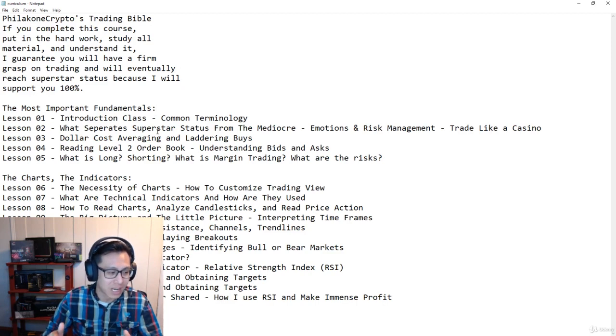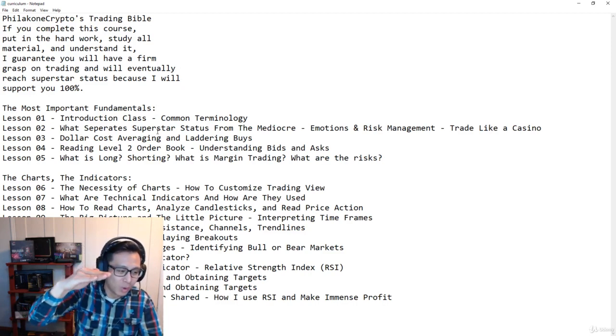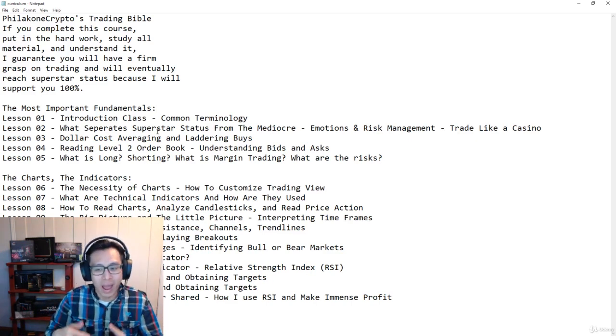What is dollar cost averaging and what is laddering your buys? Laddering your buys is the process of slowly buying on the dips as it gets lower and lower. This way, you can average out the cost of your position. This way, you're not actually trapped in one particular situation only. What is the level 2? That was lesson number 4.